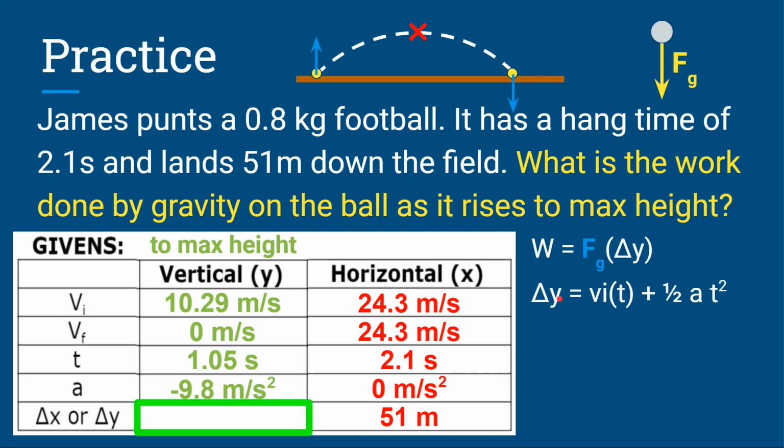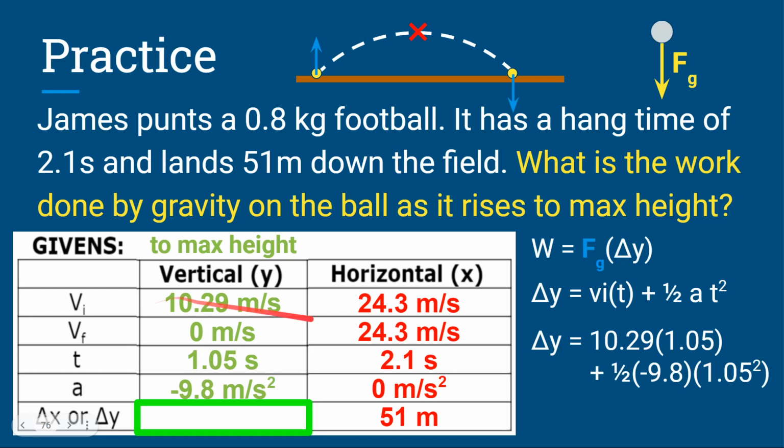So delta y is v_i t plus 1/2 a t squared. We're going to use the numbers from the table. It's going to look like this. My initial velocity is 10.29 vertically. My time just to the top, it's half that total time, is 1.05, plus 1/2 times negative 9.8 times 1.05 squared. Gives me a max height of 5.402 meters. Again, this is why this one's harder. It requires us to solve for some more stuff before we can get it. The other one was just one extra step.